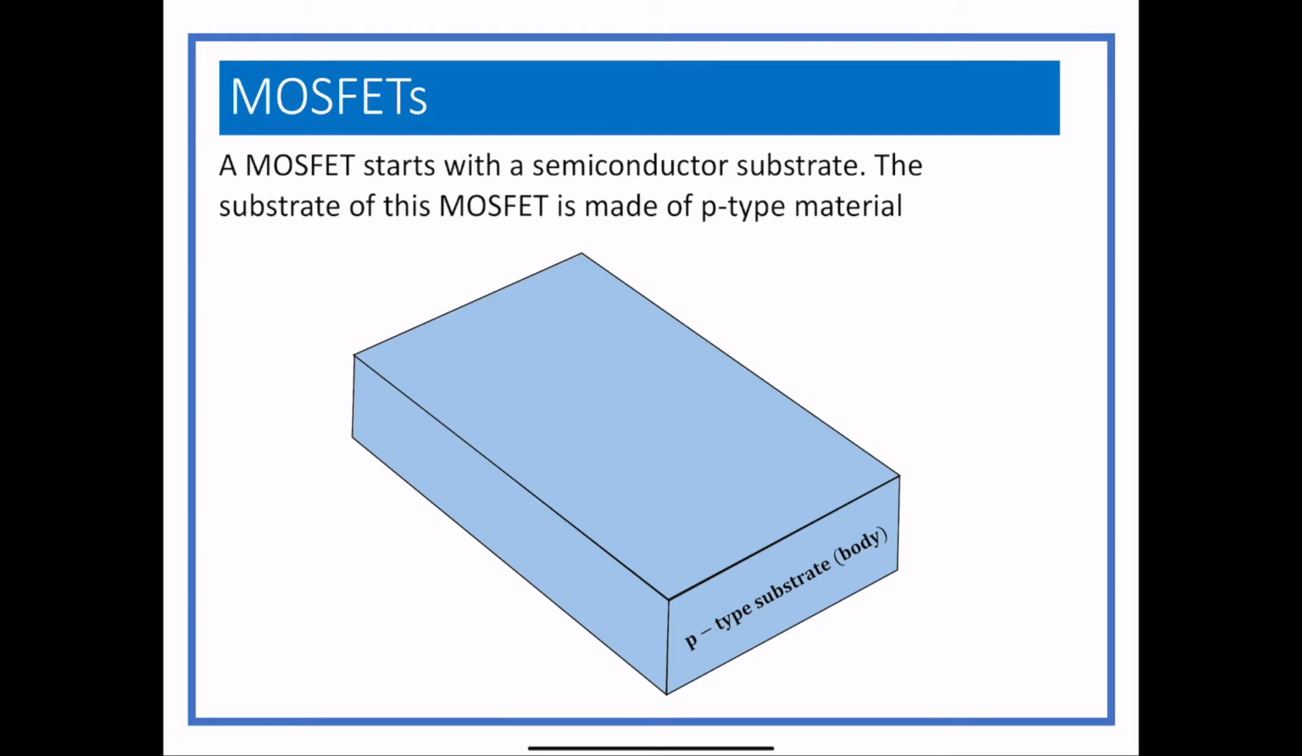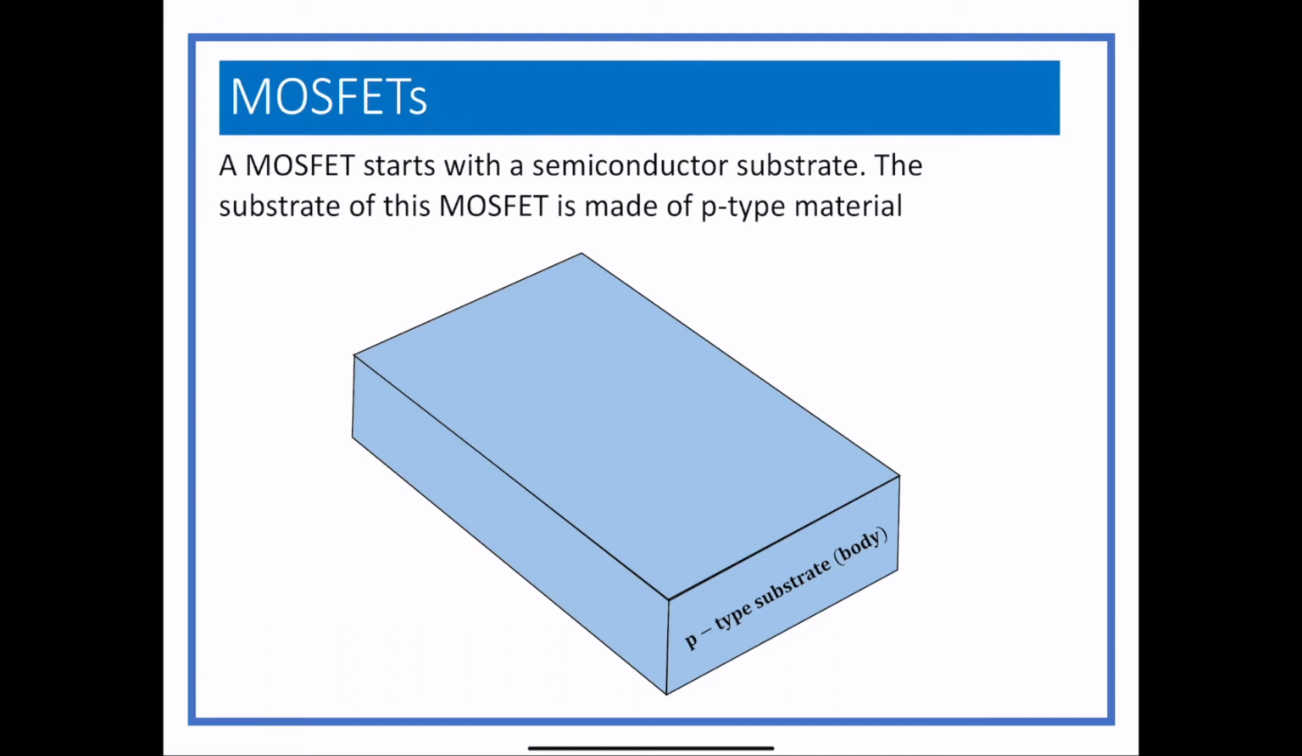This is the beginning of a MOSFET. Do bear in mind that these are actually manufactured all in one piece. So it's not like they make this and then they add stuff to it. Well, they kind of add stuff to it, but the semiconductor material is all made together. But it's easier for me to illustrate it if I take it apart and start with the substrate. So we're going to start with a substrate.